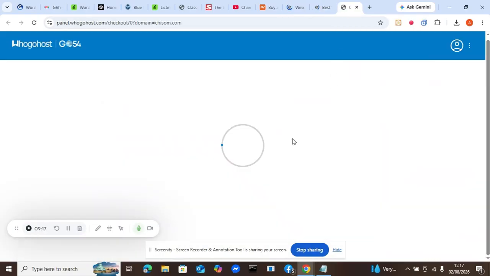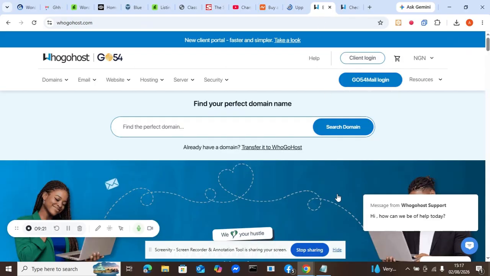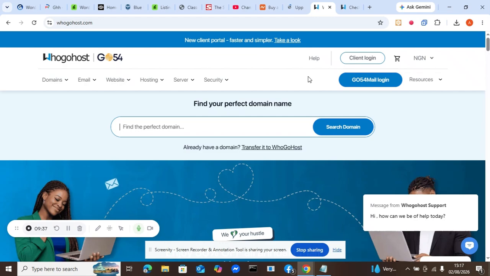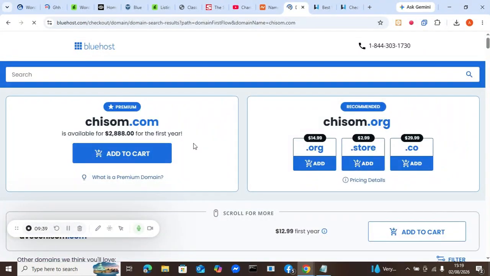And then I don't know why this one has stopped generating a response for me. Okay, so you can see here now, Chisholm.com is available, but it is on a premium badge.